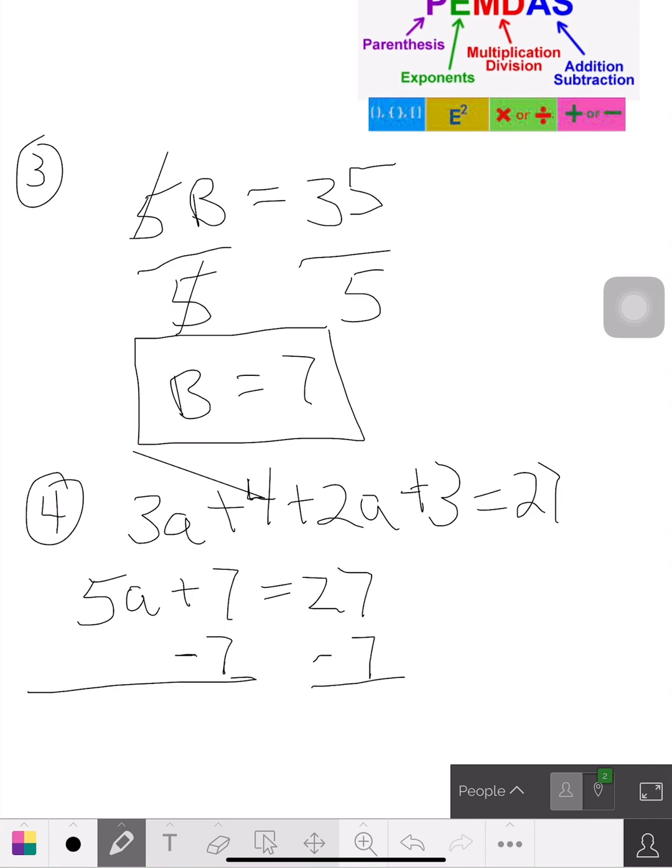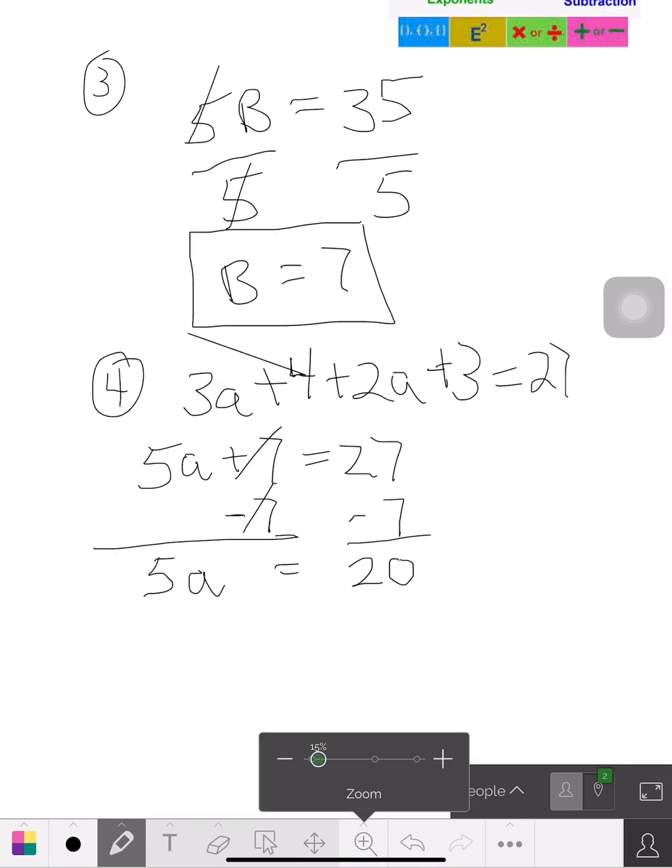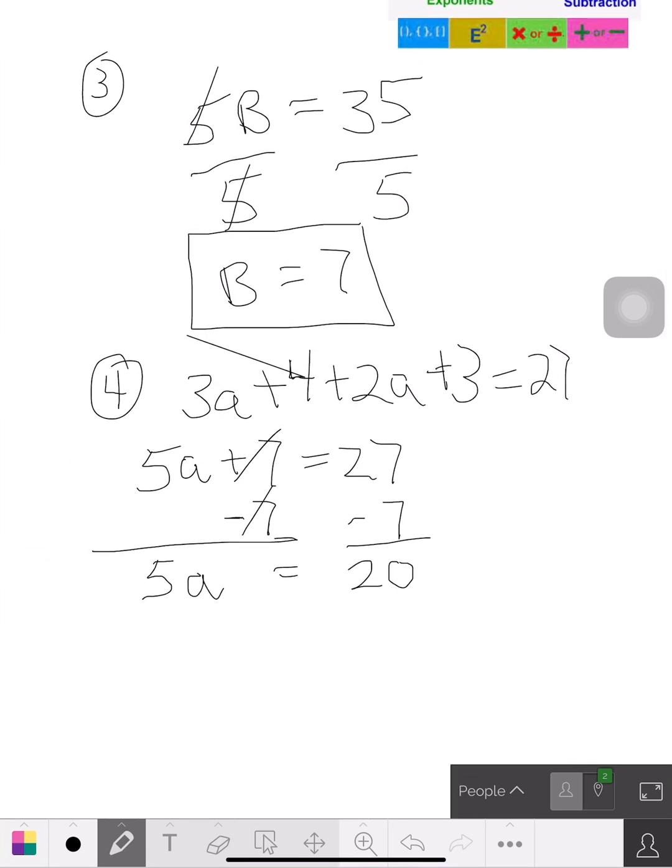Bring this down. We got a 5a. The 7's cross themselves out. And 27 minus 7 is 20. So, in reality, we may remember that 5a is really 5 times a. So what we want to do to get rid of the 5 is divide both sides by 5. So we divide this side by 5. We divide this side by 5. Because what you do to one side, you got to do to the other side. Or they're not going to be equal.